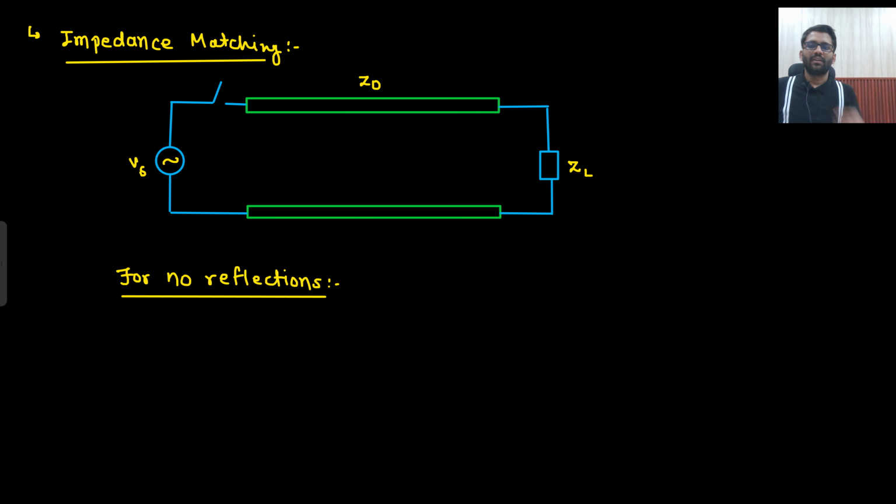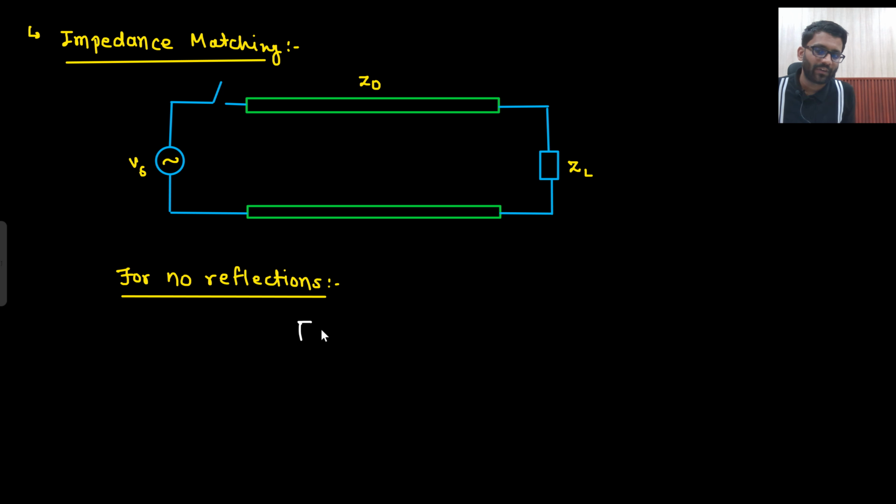Let's go to the next concept, that is impedance matching. Now what do I mean by impedance matching? Your load impedance should be matched with Z0. And why do you require that? Because at that point your reflection coefficient will be 0. This we have already seen.